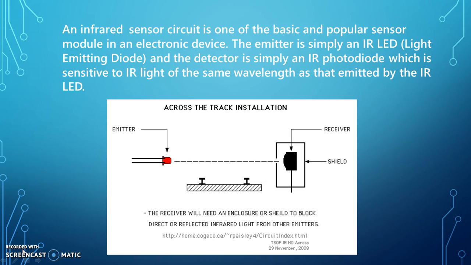This is what the IR sensor is. It consists of one transmitter and one receiver. The IR LED will act as a transmitter and the photodiode will act as a receiver, an IR photodiode which is sensitive to IR light of the same wavelength as that emitted by the IR LED. The receiver will need an enclosure or shield to block direct or reflected infrared light from other emitters.